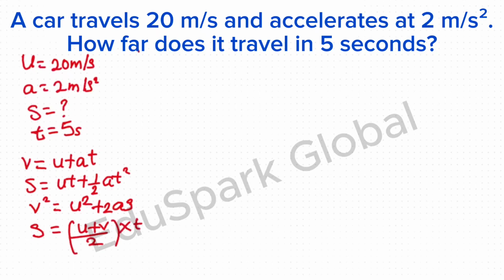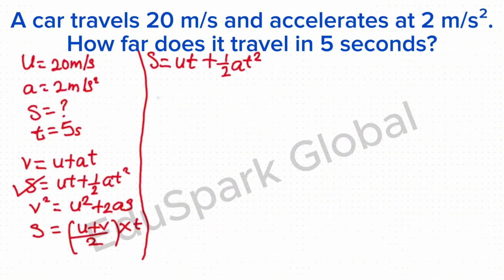Now, from these equations, we have to look at which of them has U, A, S, and T. It is this particular equation. Therefore, we use S equal to UT plus half AT squared.